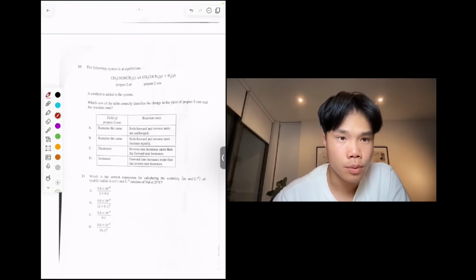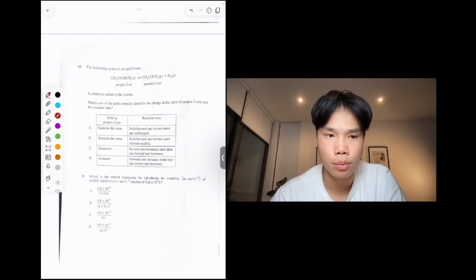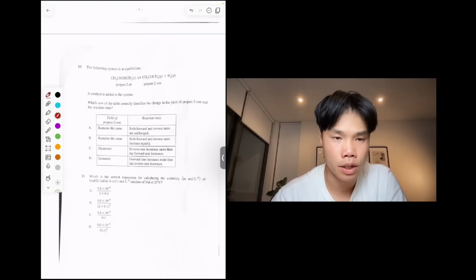Question 10. The following system is at equilibrium: propane gas is in equilibrium with propene gas and hydrogen gas. A catalyst is added to the system. Which row correctly identifies the change in the yield of propene and the reaction rates? If you add a catalyst, yield does not change. That's the most important thing to remember about that relationship at equilibrium.